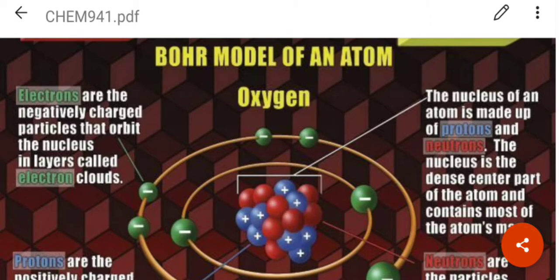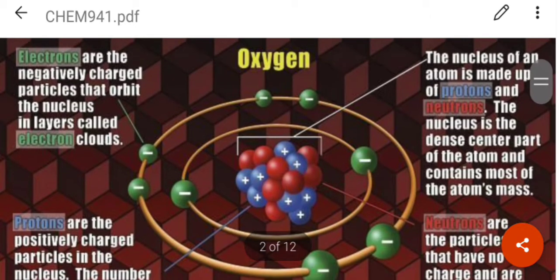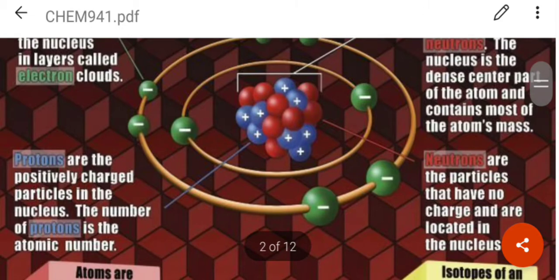The nucleus is the dense center part of the atom and contains most of the atom's mass. So, what are protons? They are the positively charged particles in the nucleus, and the number of protons is also the atomic number. And what are neutrons? The particles that have no charge and are located in the nucleus.